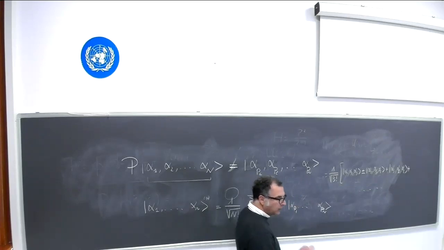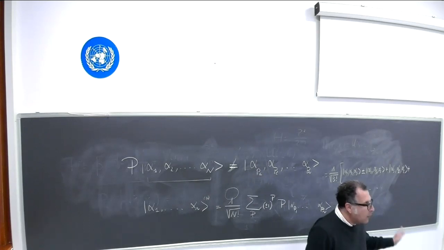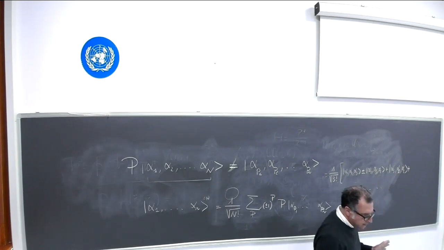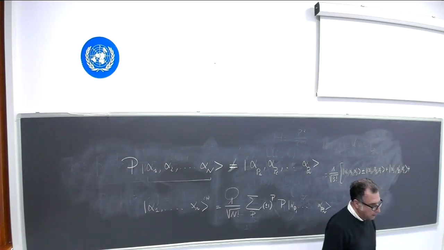Plus is for bosons. Bosons should always be symmetrized, so for bosons you have all possible combinations with pluses. With fermions, you have pluses and minuses depending on the number of exchanges. Yes, I see. Okay, very good.